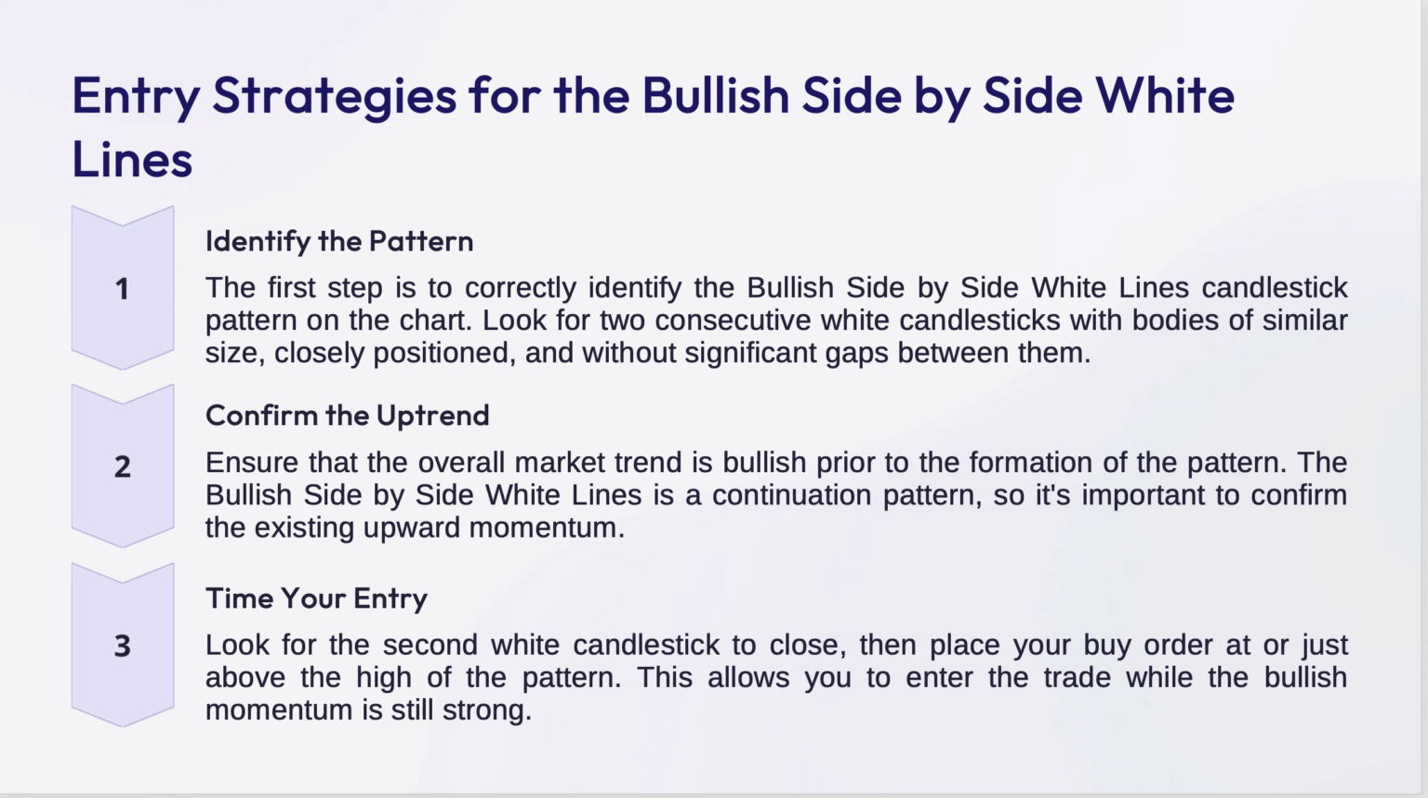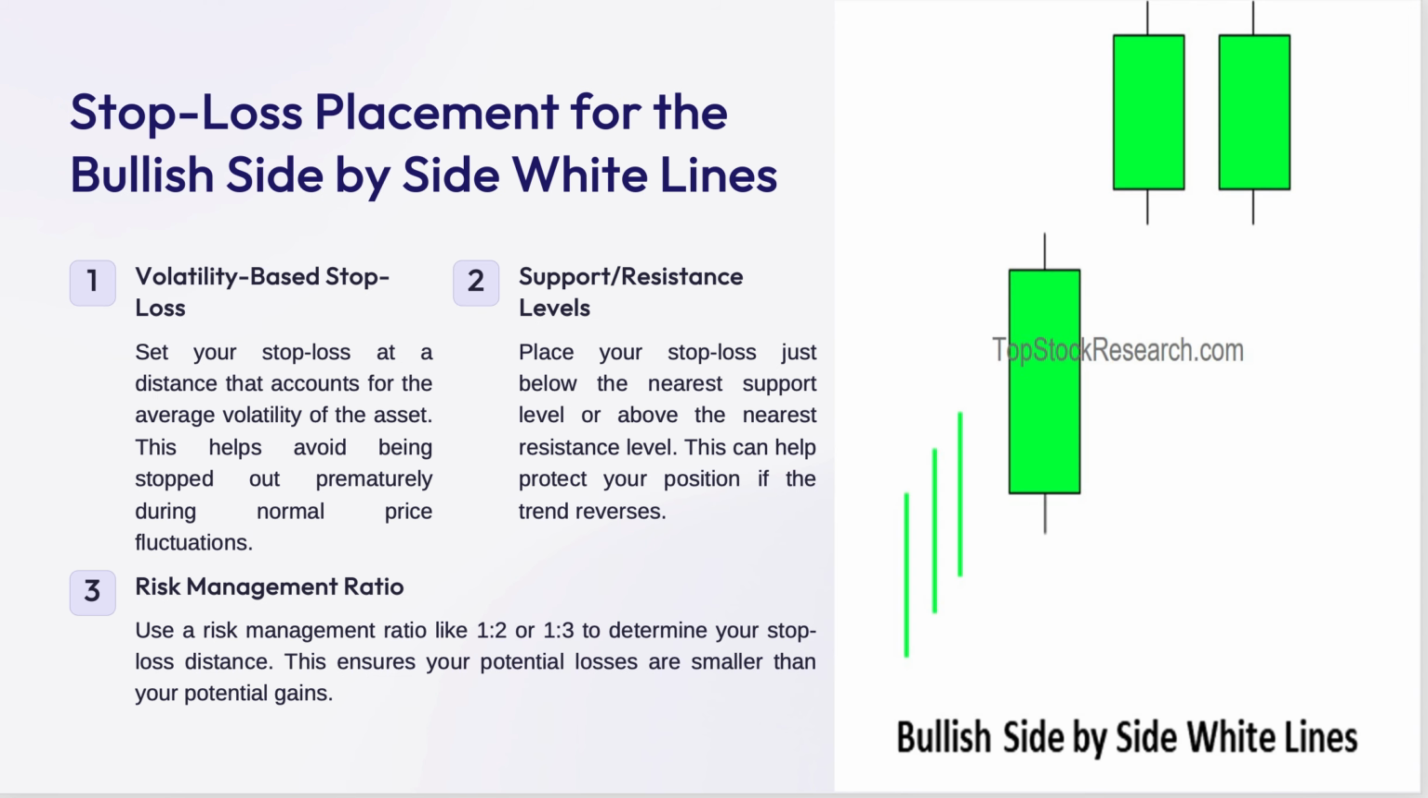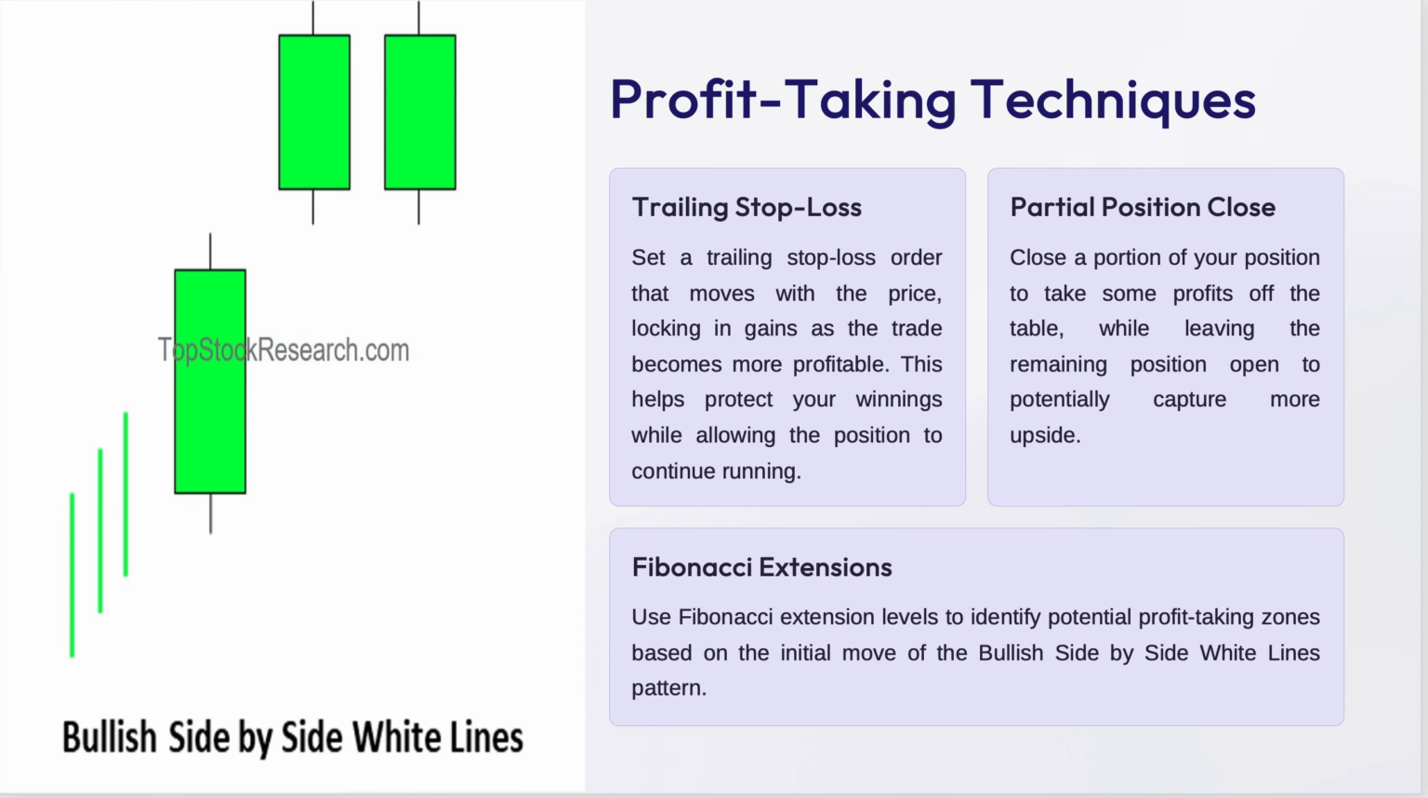Entry strategies for bullish side by side lines: identify the pattern, confirm the uptrend, and time your entry. These are important things. For stop loss placement, the earlier candle's low is what I would keep as a stop loss, or the nearest support or resistance, whatever it is, and I'll manage my risk accordingly. For profit taking, you have to trail your stop losses, and if you can find Fibonacci extensions, you can draw the Fibonacci extension, that also you can do.